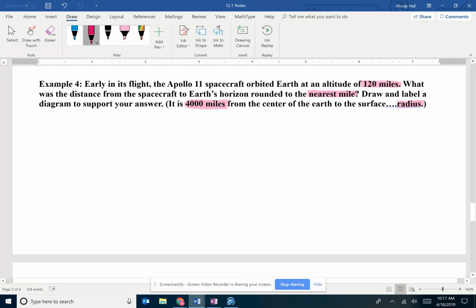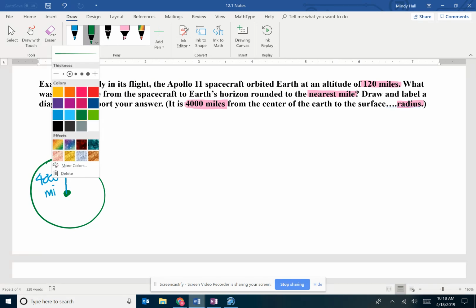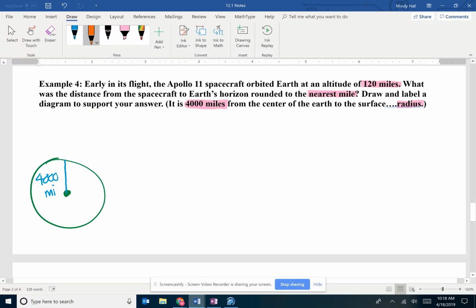So in order to draw a picture, first off, we need Earth. So here's Earth. So with this Earth, we know it is 4,000 miles to the top. But this Apollo 11 spacecraft went above the Earth. So I went above the Earth 120 miles.